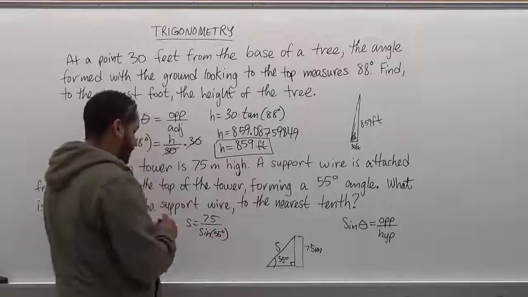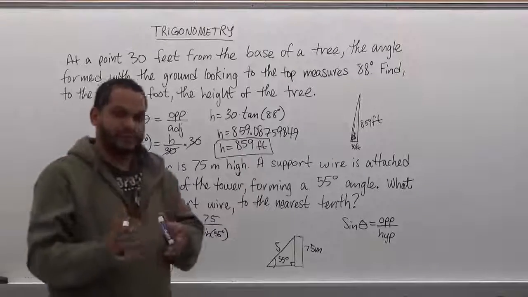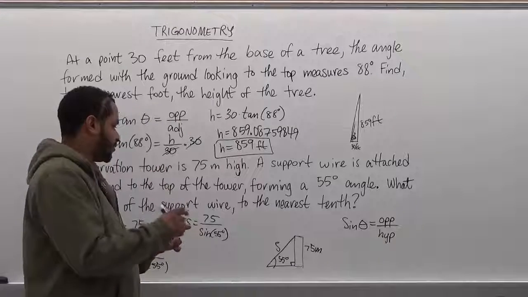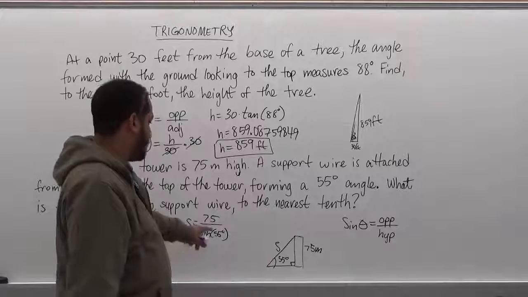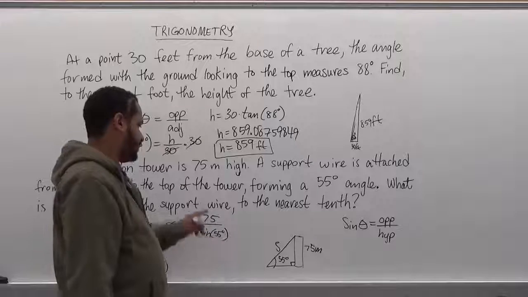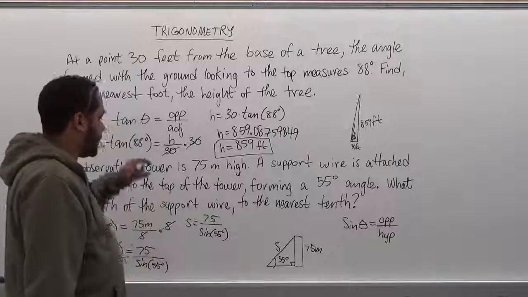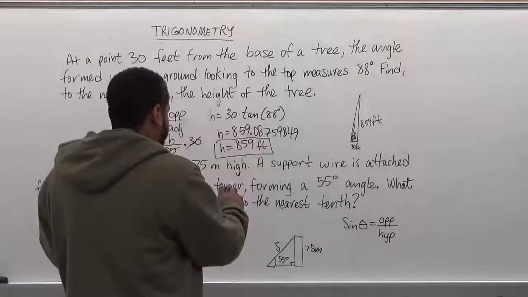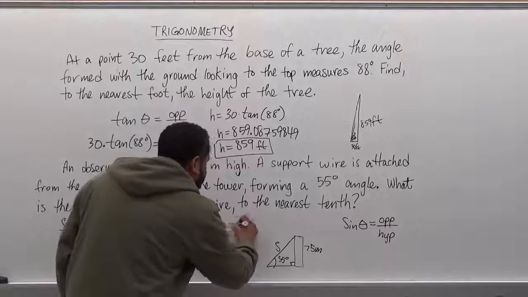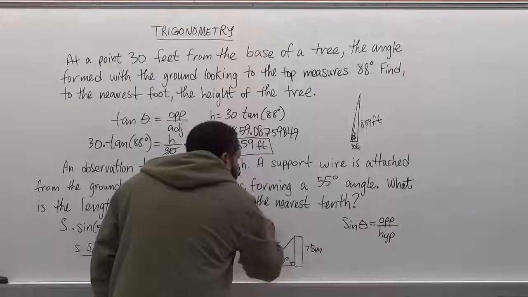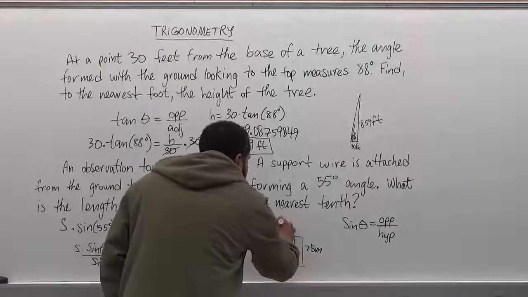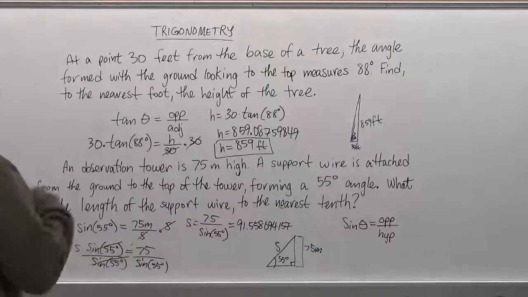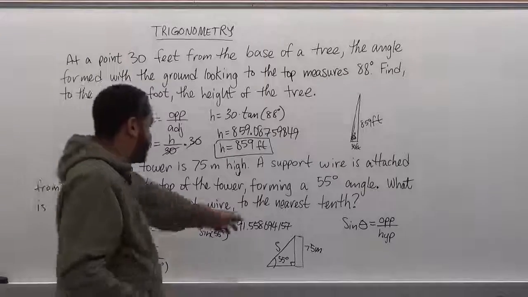And again, we want to calculate this. Make sure your calculators are on degree mode, right? When you're doing either radians or degrees, put it in DEG in your mode, and make sure you use 55 and not radian form. So now we have 75 divided by the sine of 55 degrees, which will give us 91.558094157, right?